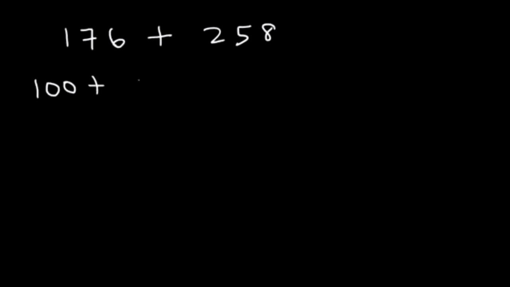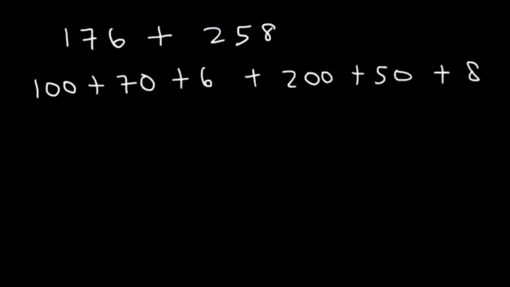Now, let's try some examples involving three-digit numbers. Go ahead and add 176 and 258. So 176 is 100 plus 70 plus 6. 258 is 200 plus 50 plus 8. So first, let's begin by adding 100 and 200. So that's equal to 300.